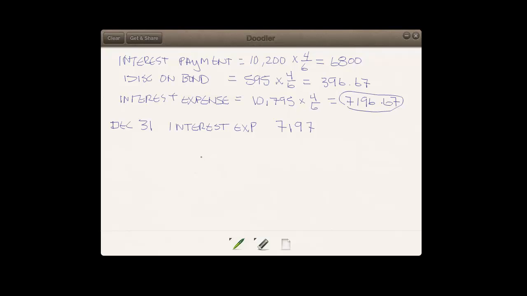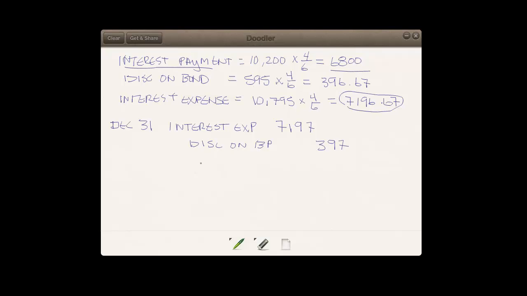Now is that a debit or a credit? It's a credit because we're reducing it. And I'm going to round that to 397. Okay, and then we have our interest payment that we calculated, which would be $6,800.